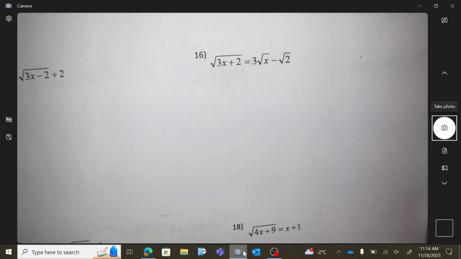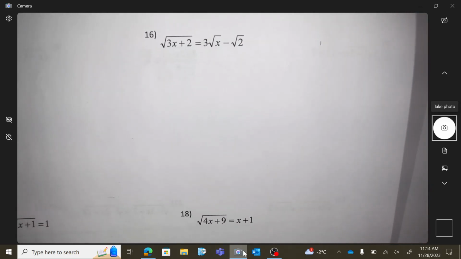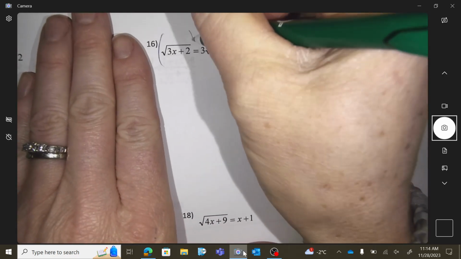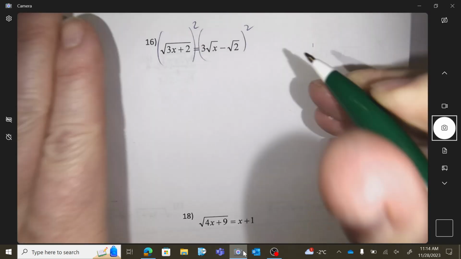Okay, page 8, number 16. On this example, it was hard to isolate something. Can you see that I can't really isolate a radical? So what I'm going to do is square both sides.